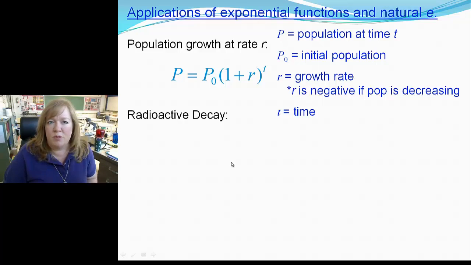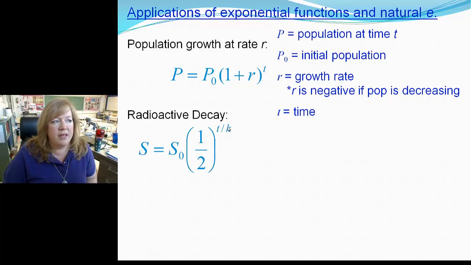Now let's look at radioactive decay. You might remember Times Beach here in St. Louis. This is the radioactive decay formula. It's also called the half-life formula. You have S equals S sub 0 times 1/2 to the T over K. If you know what everything means, these formulas are a snap.